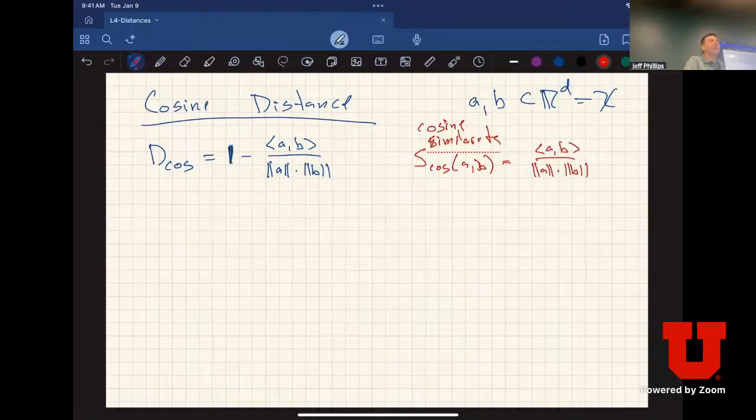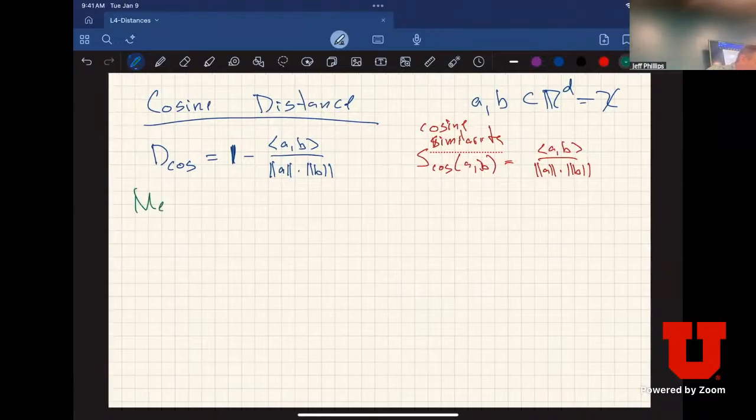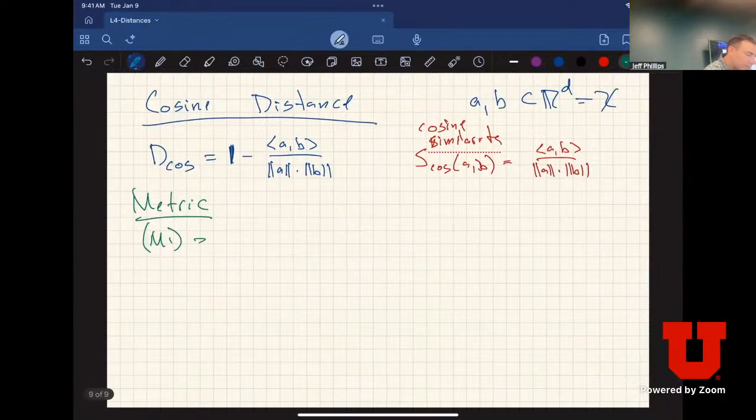Okay. Do you think this is going to be a metric? Is this a metric? Let's go through our rules. Remember, M1 was that it has to be positive. Positivity, is this always going to be positive? Yeah, I see some nods.